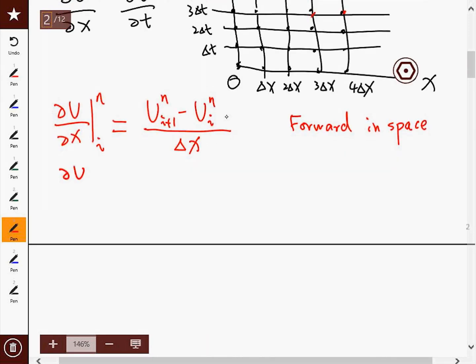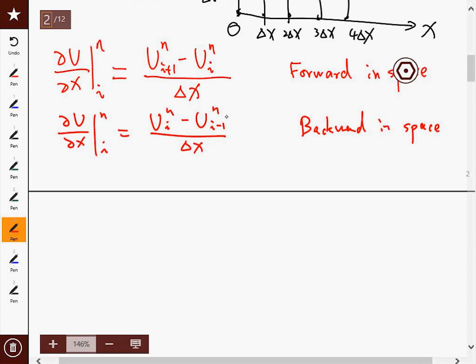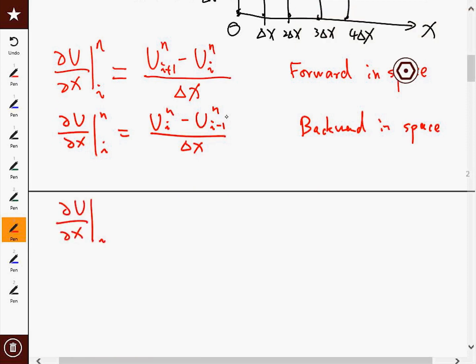Okay, I can also do backward in space. Backward in space, I would get u_i^n minus u_{i-1}^n over delta x. So this is backward in space. We're going to see as forward Euler and backward Euler have different stability properties, this is also going to have different stability properties.